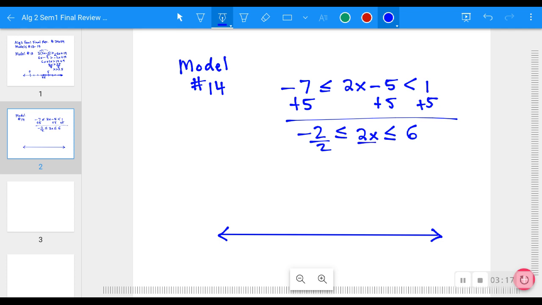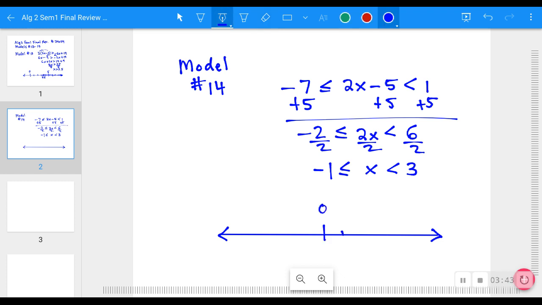And now we divide everything by 2 to finish the job here. Now, if this was negative 2, we'd be flipping these signs and we'd have a more complicated problem. I think I made a mistake on the upper end. Let me see if I can erase this little or equal to. There we go. So our answers are between negative 1 and positive 3.